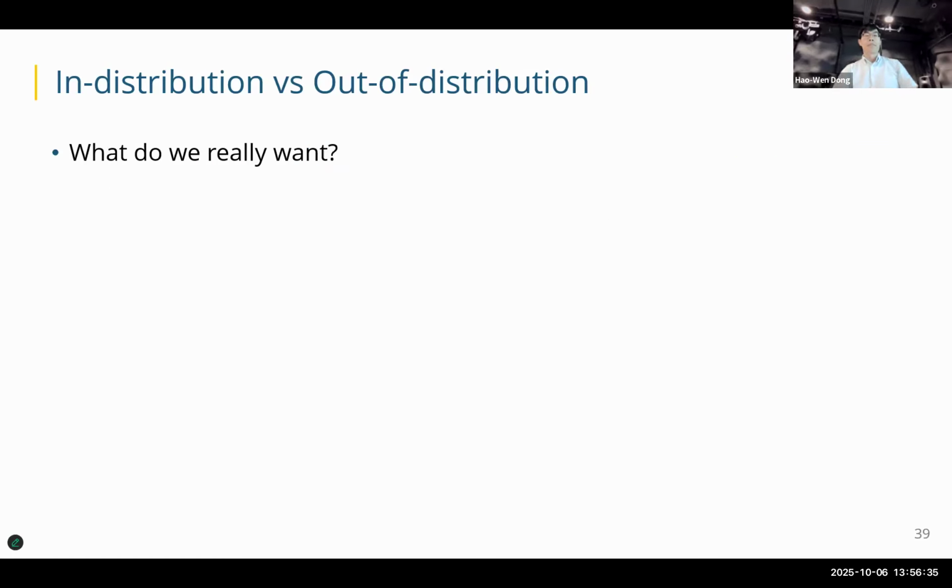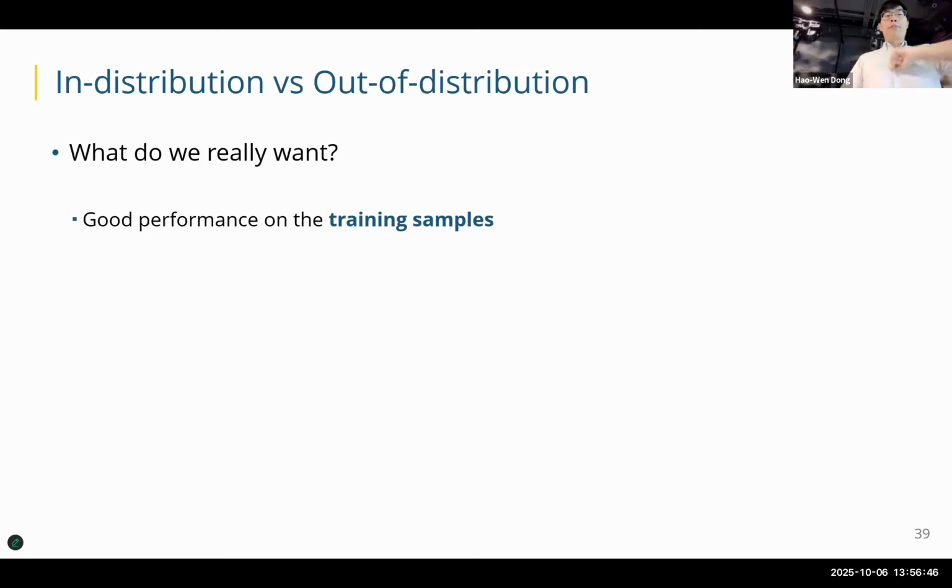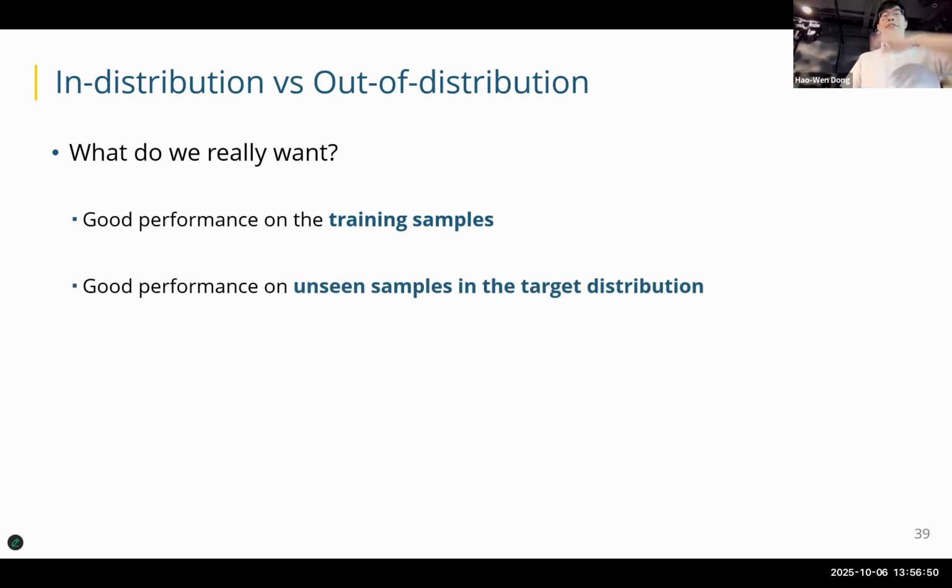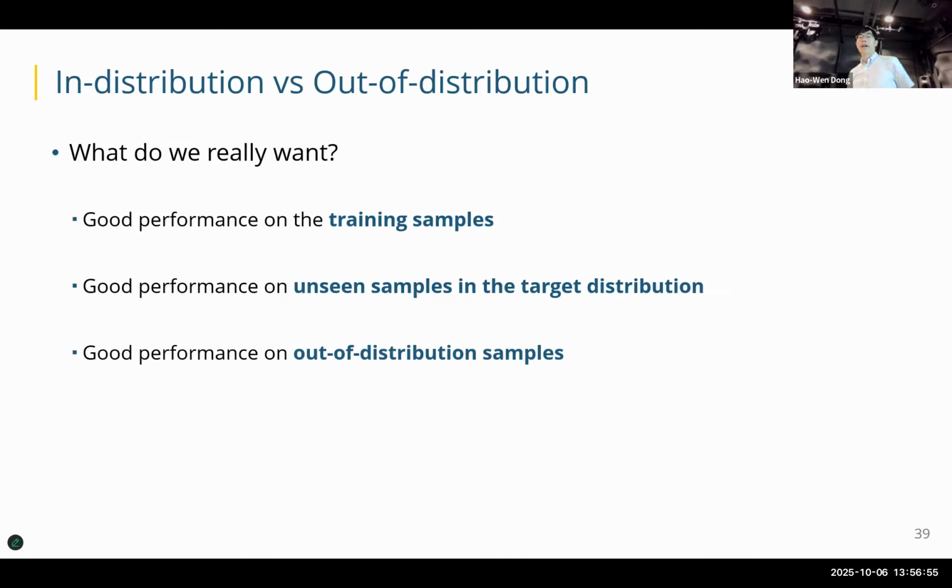So I guess this is a question for you. What do we really want? When you think about training and testing, do we want good performance on the training samples, or do we want good performance on unseen samples in the target distribution, or do we want good performance on out of distribution samples? Any ideas?